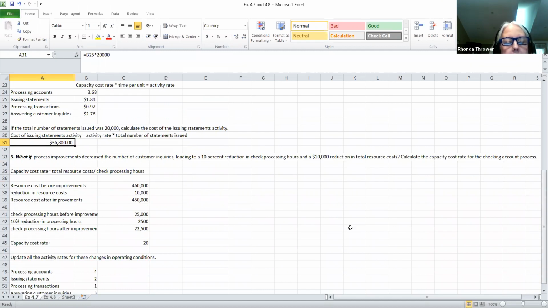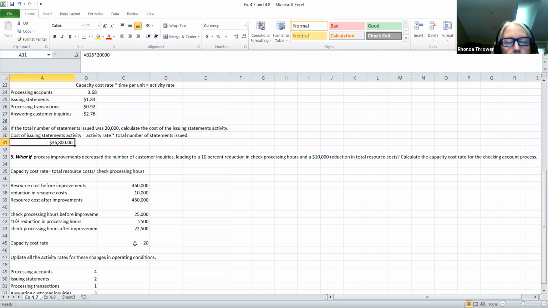Part 3 asks us, what if process improvements actually decrease the number of customer inquiries? And that led to a 10% reduction in the check processing hours. And it also led to a $10,000 reduction in the total resource cost. What they want you to do is calculate the capacity cost rate for the checking account process. So they want you to find a new capacity cost rate, in other words.